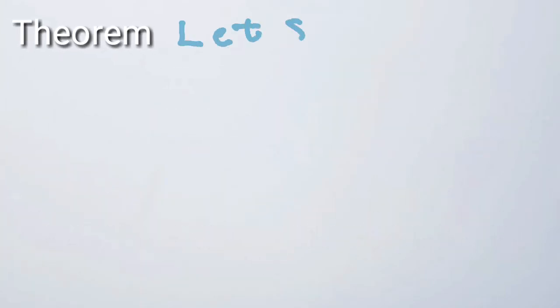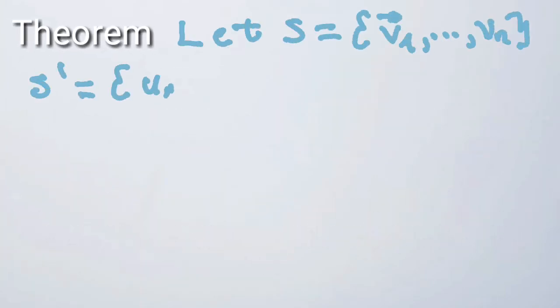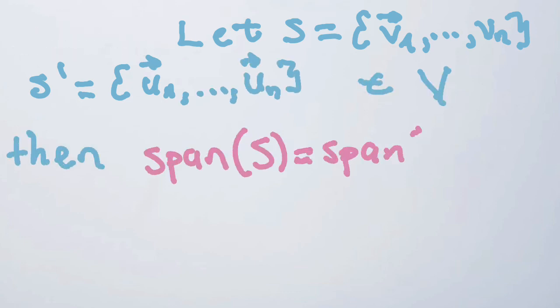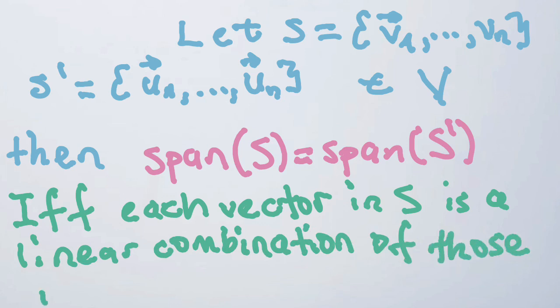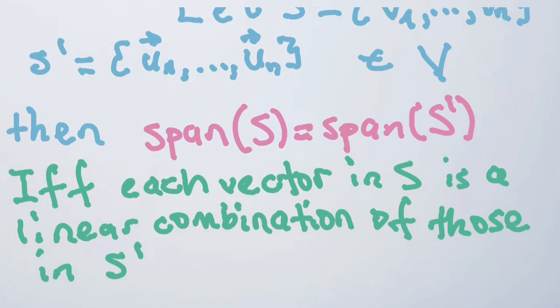Let S and S prime be two sets of vectors in a vector space V. Then span S equals span S prime if and only if each vector in S is a linear combination of those in S prime, and conversely, each vector in S prime is a linear combination of those in S.